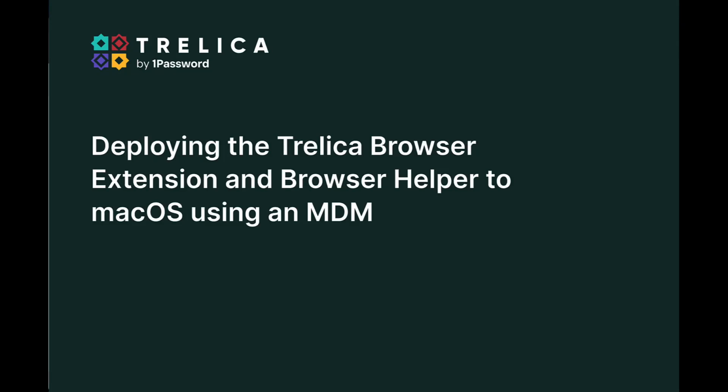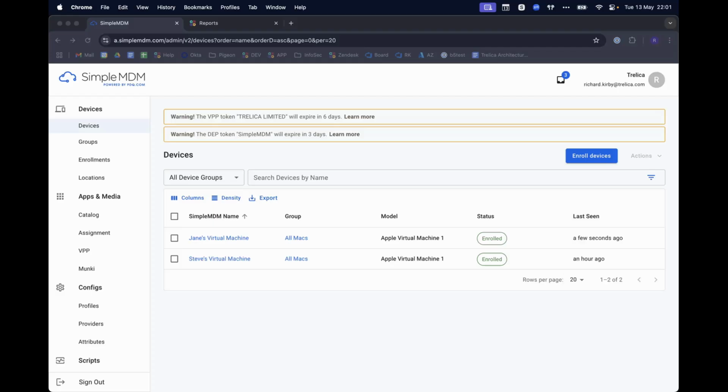So in this video, I'm going to show you how to install the Trelica Browser Extension and Browser Helper using an MDM to macOS. I'm going to be using SimpleMDM. It's quite a widely used MDM, but you could be using Kandji, Jamf, or any similar macOS MDM. So I've got a clean virtual machine set up here.